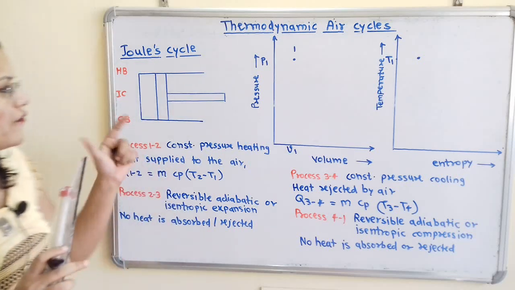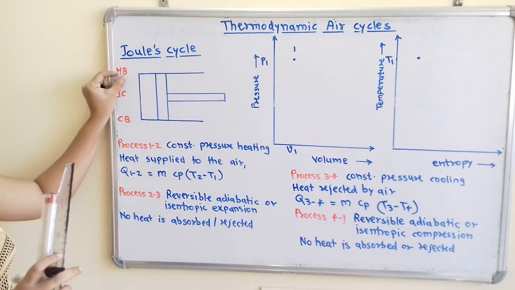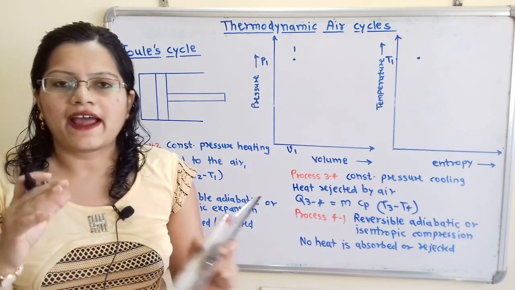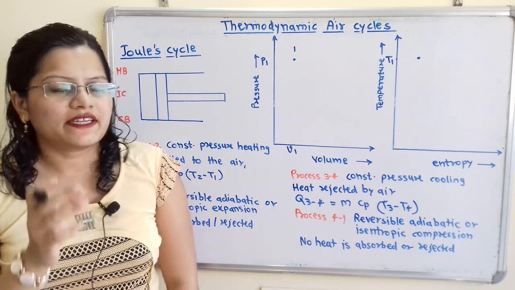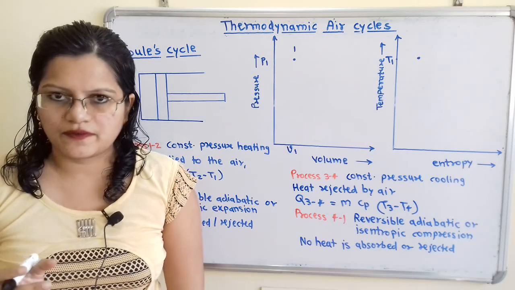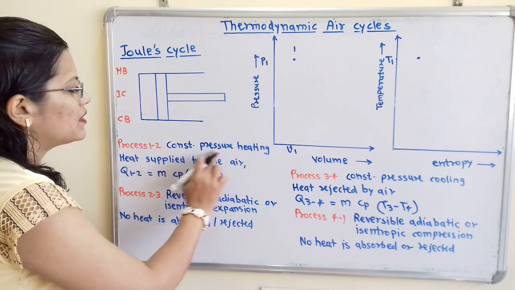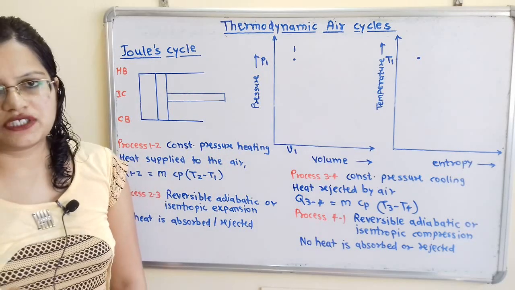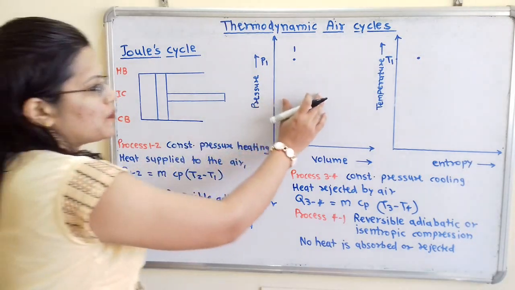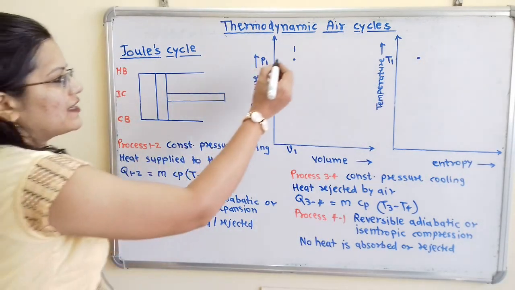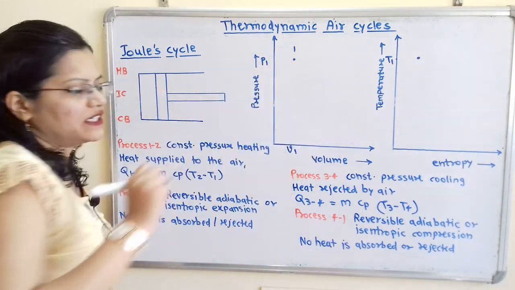Here if we observe this diagram, hot body is brought in contact at the bottom of the cylinder and some heat is getting absorbed by the air from this hot body. There is the heating process taking place, but it is at constant pressure. Now we have to show this process on these diagrams. Pressure remains constant, that's why we have to draw here one straight line.